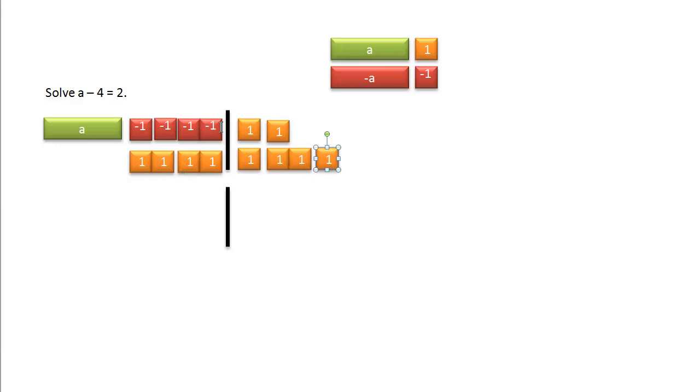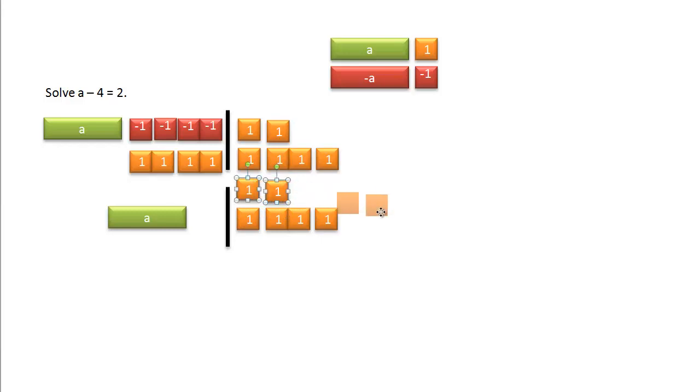Now the 0 pairs will cancel out. So our result will be A on the left side of the equation and a total of 1, 2, 3, 4, 5, 6 1 tiles on the right-hand side of the equation. If it makes you feel better to move those two so they're in line, hold the Shift key down while you click on them, so you can choose 2 at a time, and our result is A equals 6.